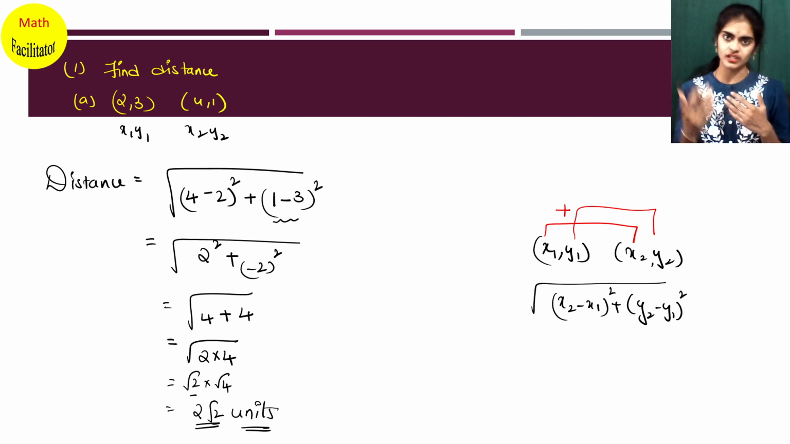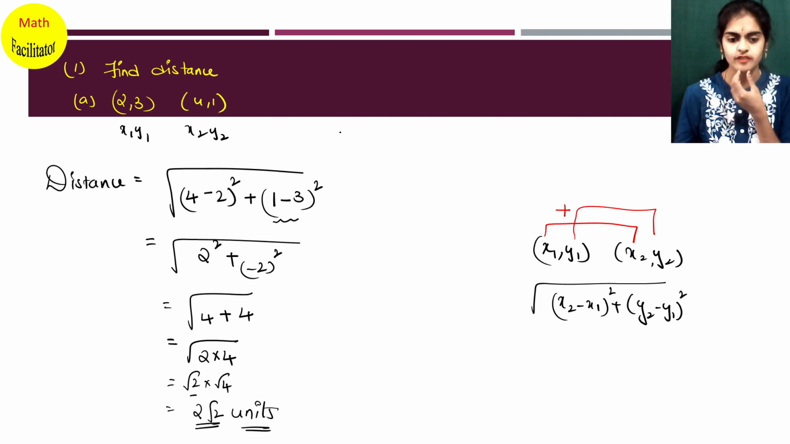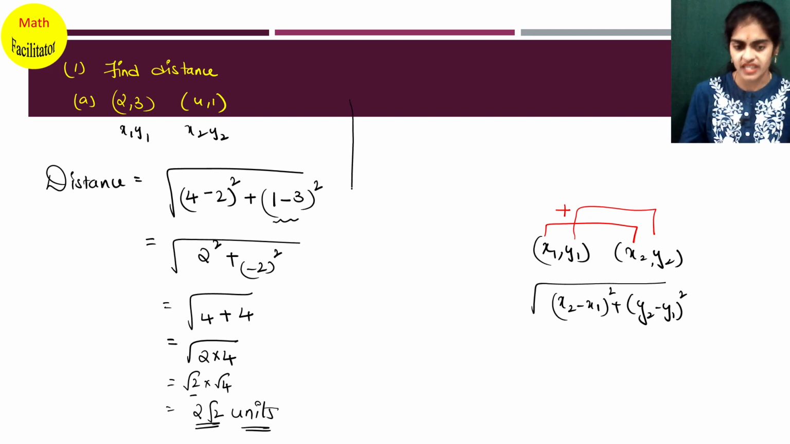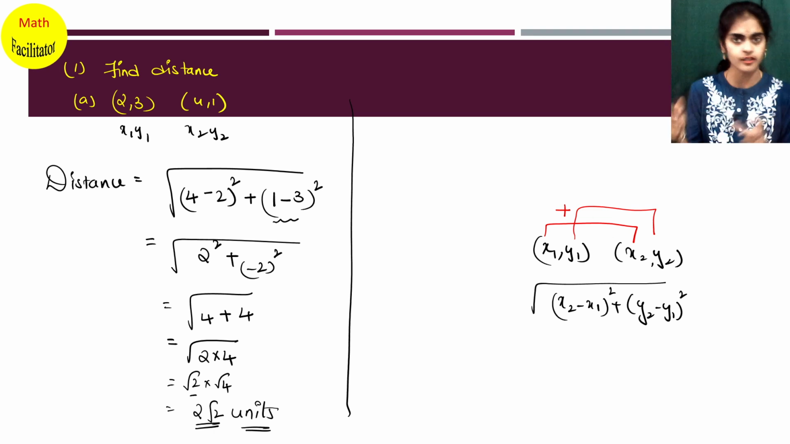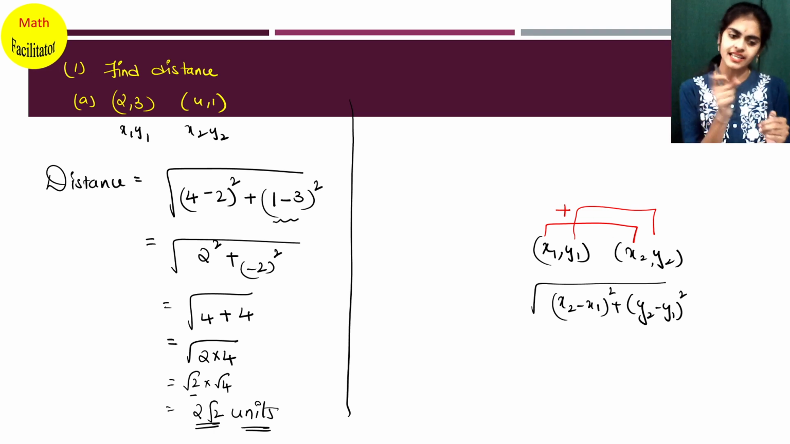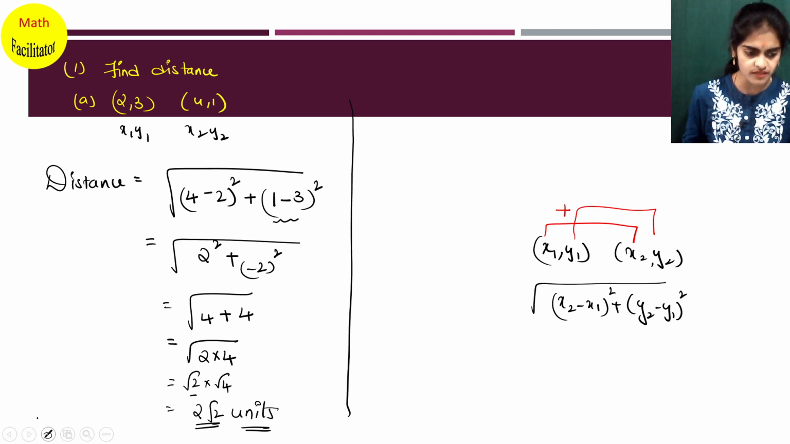Okay, here the units we don't know whether it is centimeter. So since we are measuring it on a graph, okay, these are points, so we write it as units. Okay, otherwise distance we measure it in centimeter, meter, kilometer. These are the units which we use. But here we just say it is 2 root 2 units. Okay, now the next question, B bit.